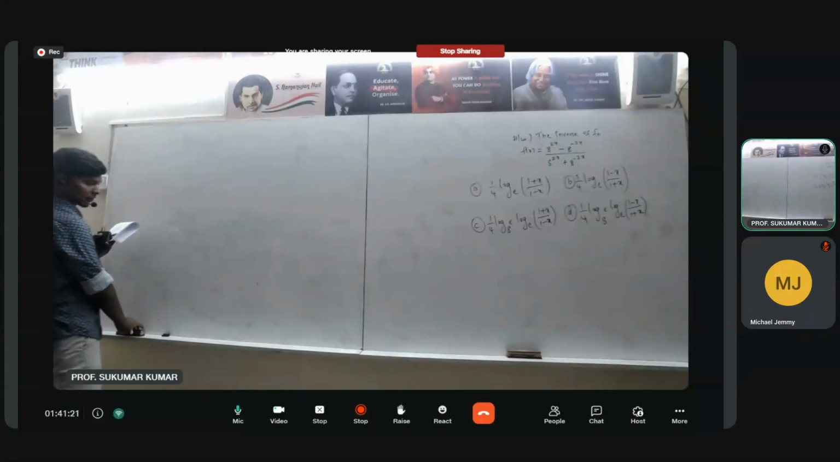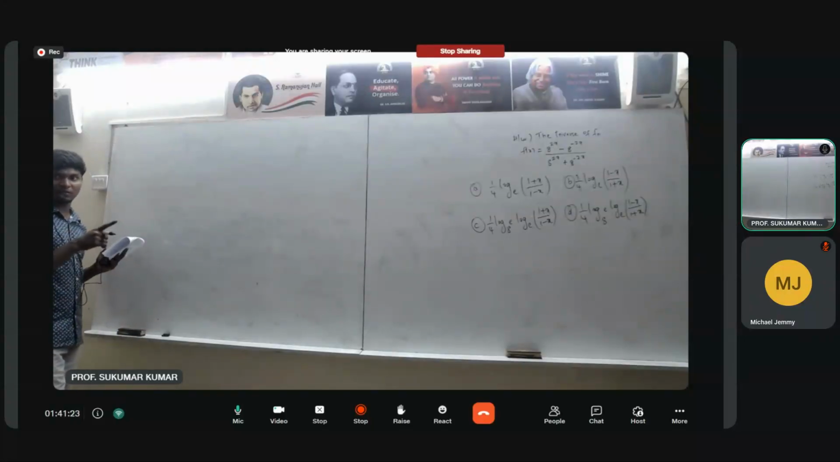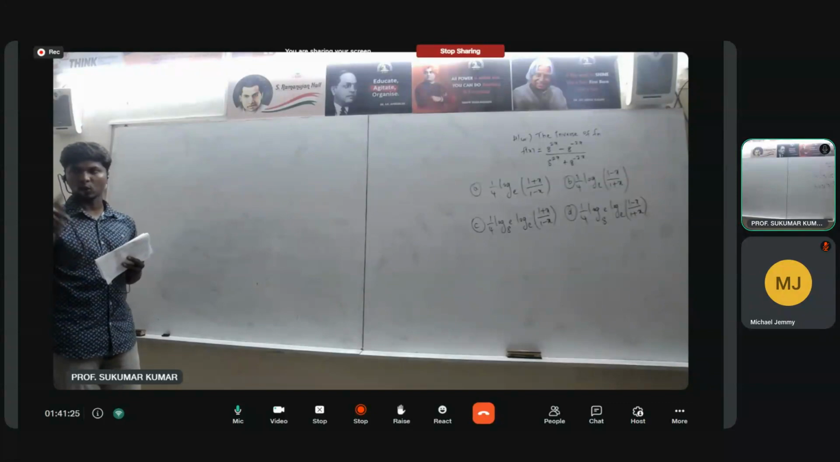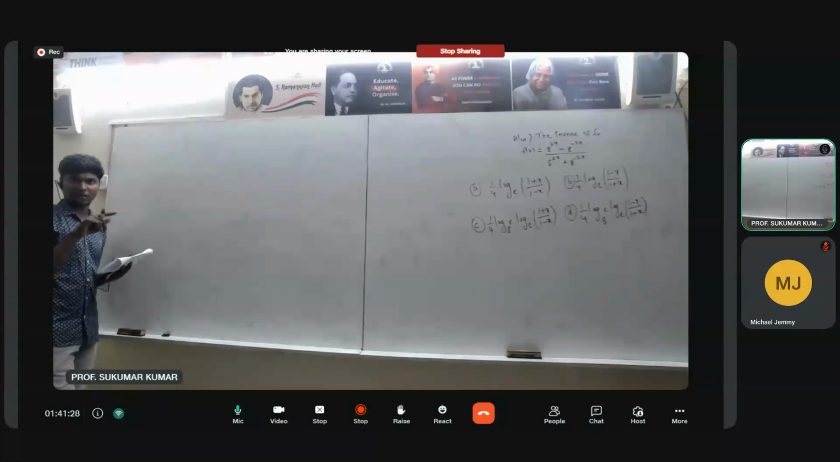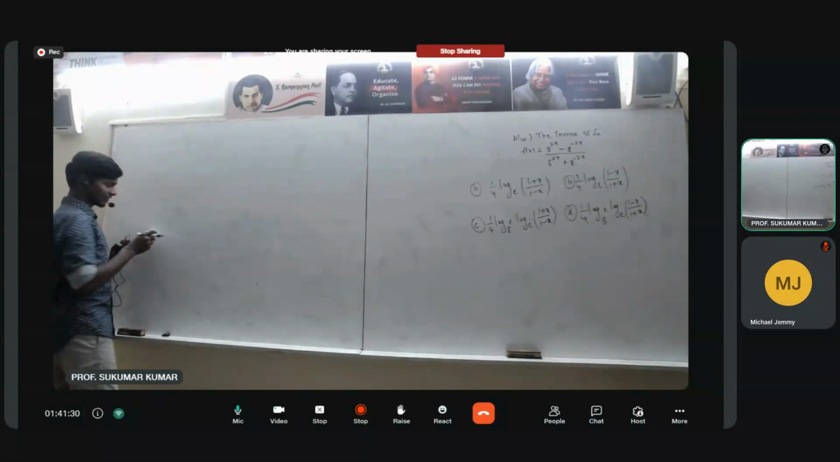Next we'll see continuous functions and all. Continuous functions, differentiable functions, then special limits like L'Hopital, the 0 by 0 form, infinity by infinity and all. Okay, we'll see.